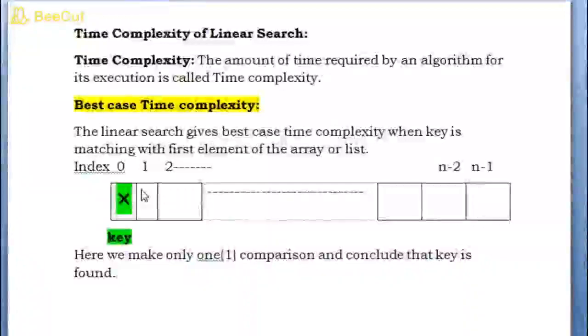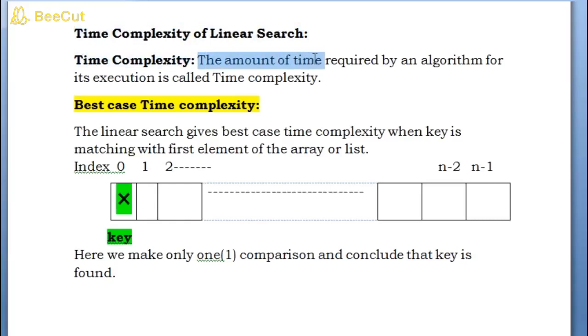Hello friends, in this video I talk about the time complexity of linear search. The efficiency of linear search can be measured using time complexity. First we try to understand what we mean by time complexity.